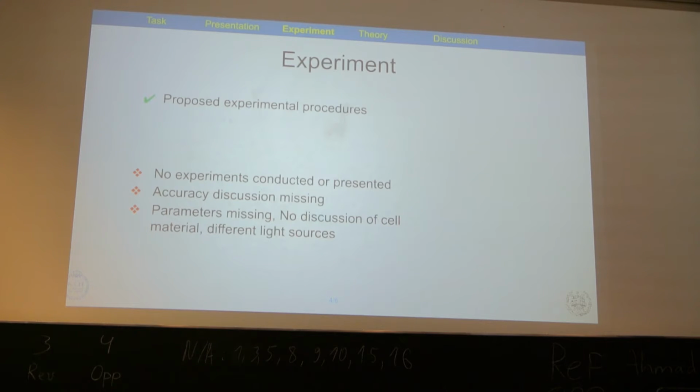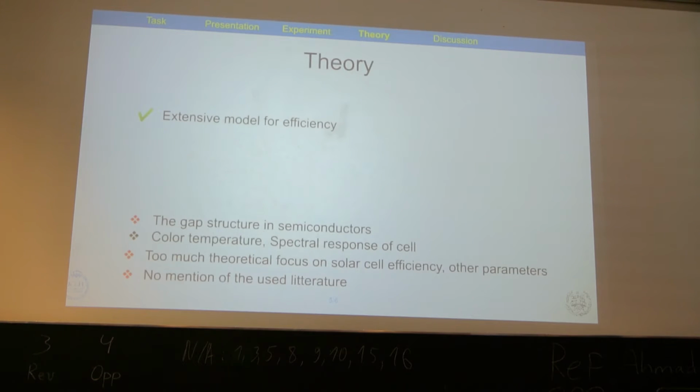Basically this presentation was very much focused on theory, so there was not much on the experiments to comment on from that perspective. For the theory, we agree that this was a very extensive model for the efficiency, which takes a lot of parameters in, for example the quantum efficiency of the solar cells at different wavelengths. We agree that it might be a possible method to actually measure the irradiance as well as the color temperature.